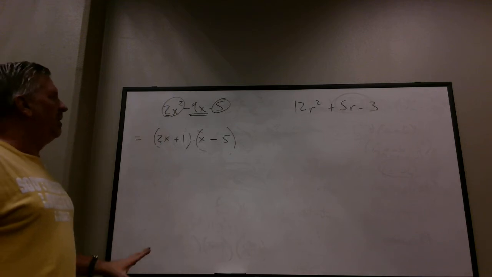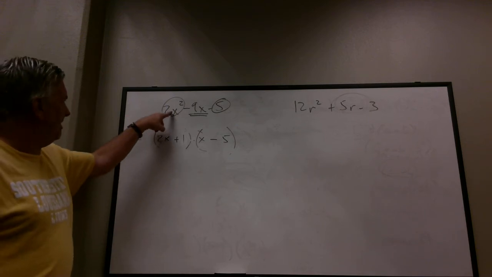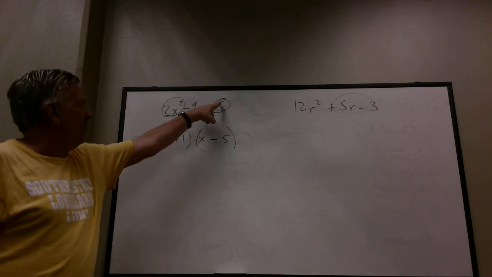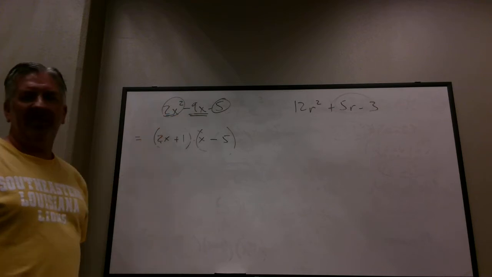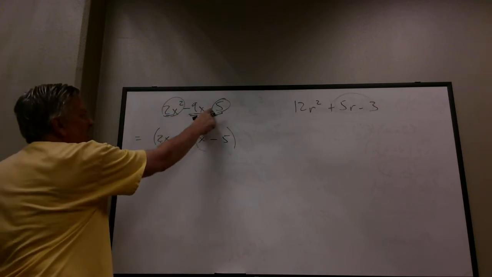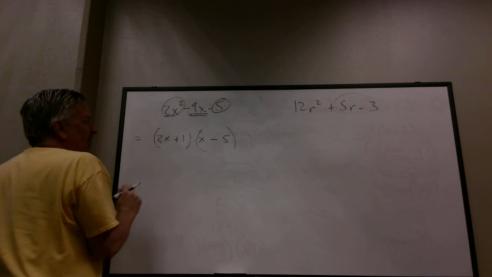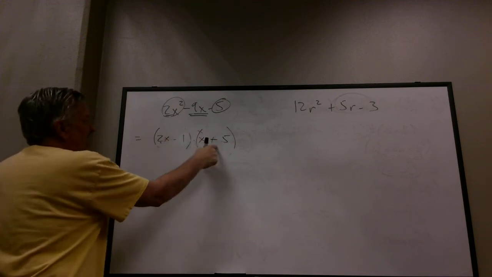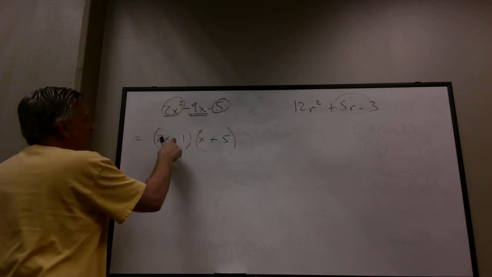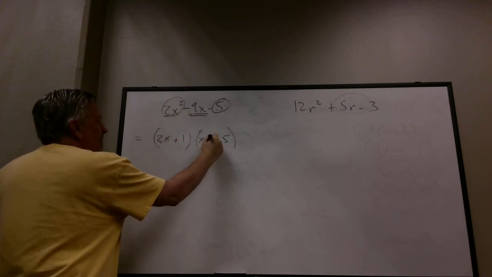Now, you see what I do here. Based upon that, I get those. Based upon that, I get those. And then you do the outside and the inside to try to get that. And again, because this is negative 5, I knew one was a plus and one was a minus. Notice if I had them the other way around, that'd be 10x minus x, which is plus 9x. That's not right.